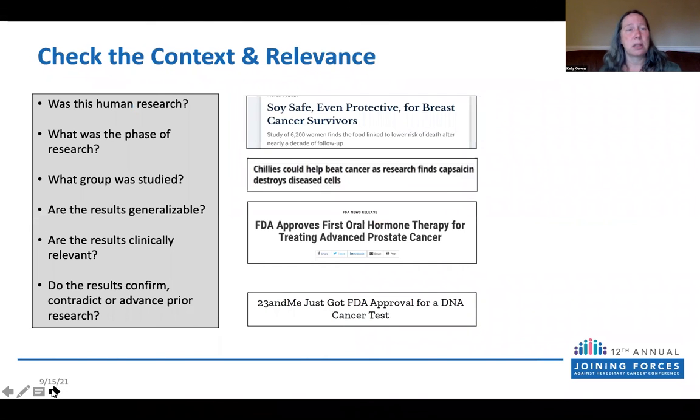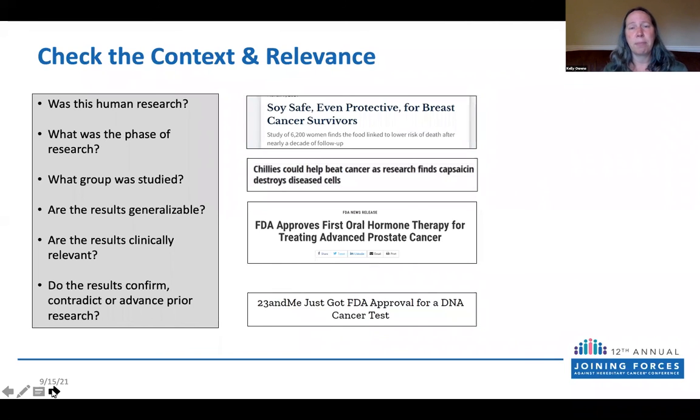The last thing is a little more subtle. So checking the context and relevance. This is information that might otherwise seem accurate, might be current, might be neutral, but is it really relevant? Is it appropriate for the situation that you're making a decision on, or that a friend or family member might be making a decision about? So was this human research? What was the phase of research? What was the group studied? Are the results generalizable? Are the results clinically relevant and valid? And do the results confirm or contradict other research?